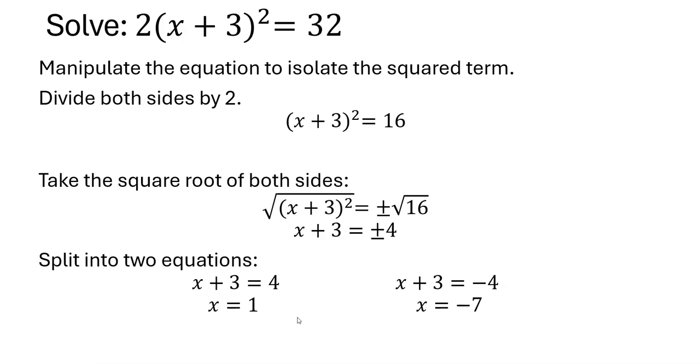So the goal when using the square root property: isolate the perfect square term by itself, then you're ready to take the square root of both sides. And remember, the numeric side of this needs to be plus or minus, because both of those will make the equation true.